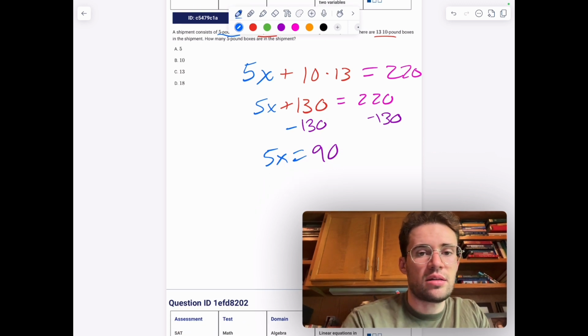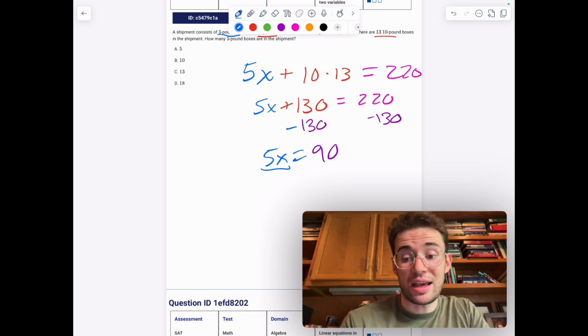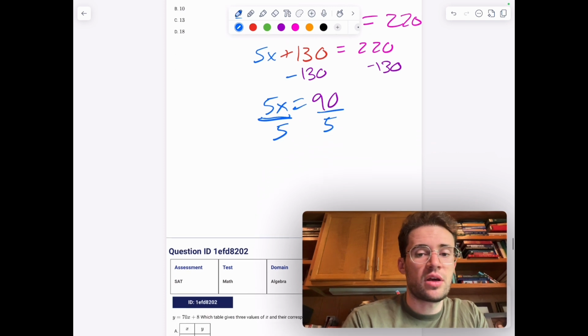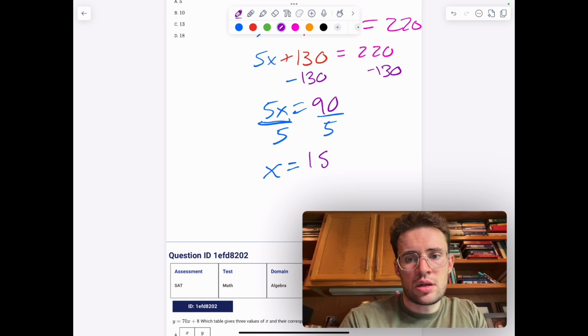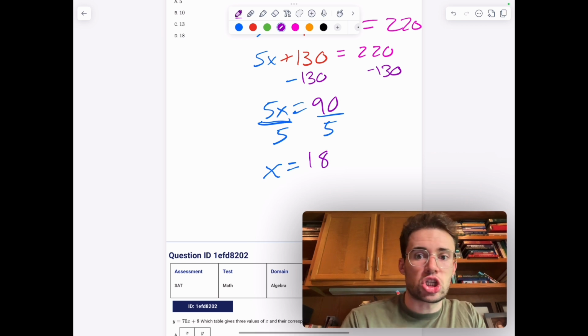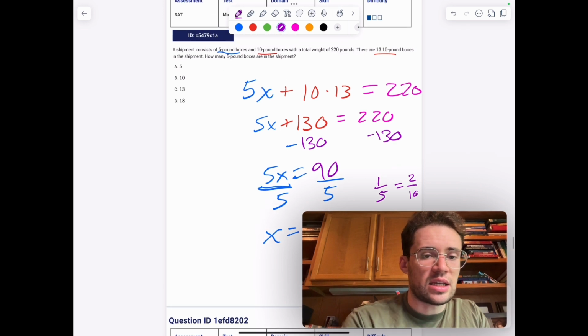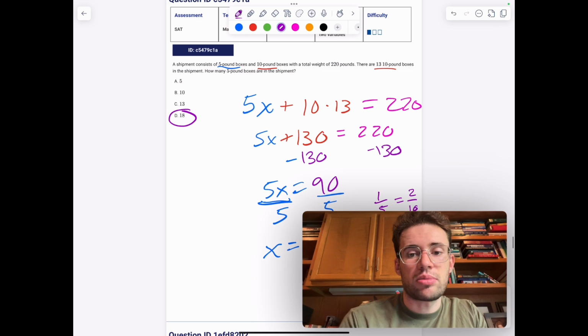So 5x equals 90. So this is the total weight from the 5-pound boxes. We want to know how many of them, so just divide by the weight per box, which is divided by 5. And that means x is equal to 90 divided by 5, which is 18. You think of that as divide by 10 times 2, because dividing by 5 is like multiplying by 1/5, which is equivalent to 2/10, right? Times 2 over 10. So x is 18. And just to check that quickly, you do 5 times 18 is 90, 90 plus 10 times 13, so 90 plus 130 is 220, the total weight.